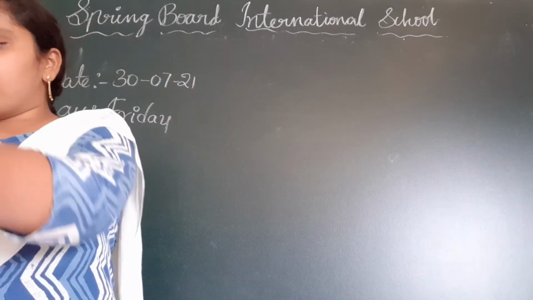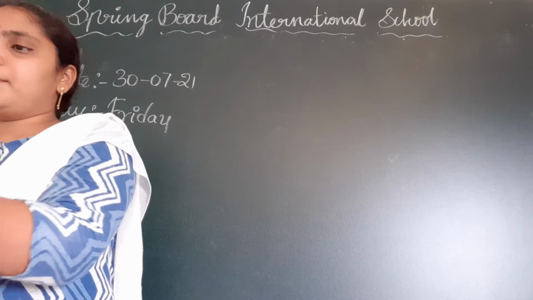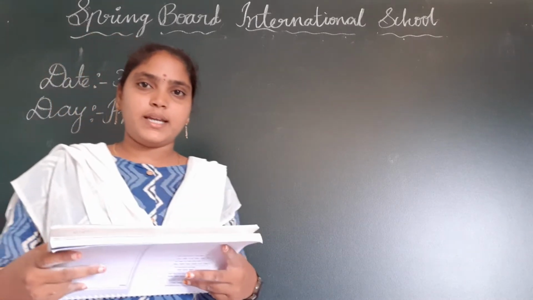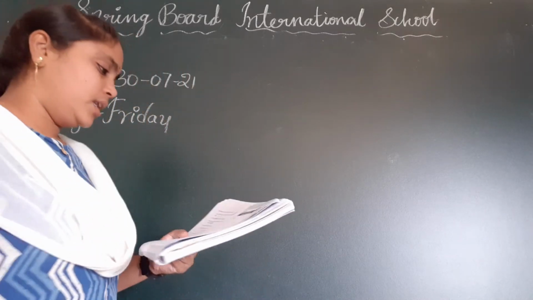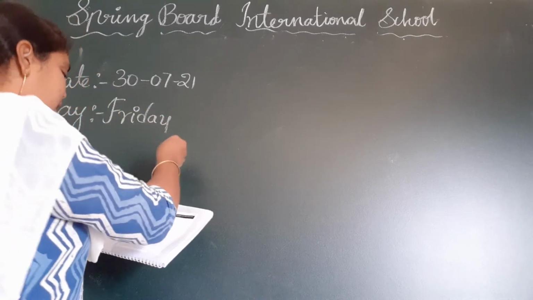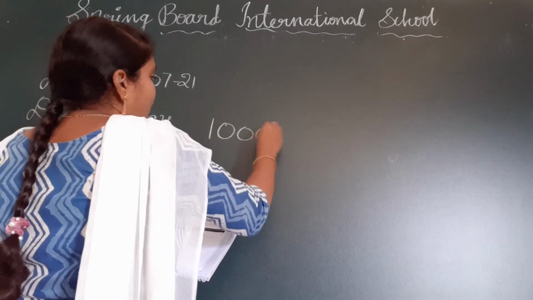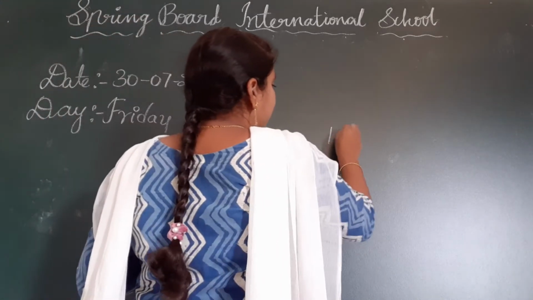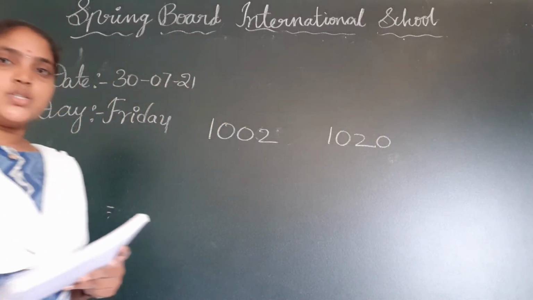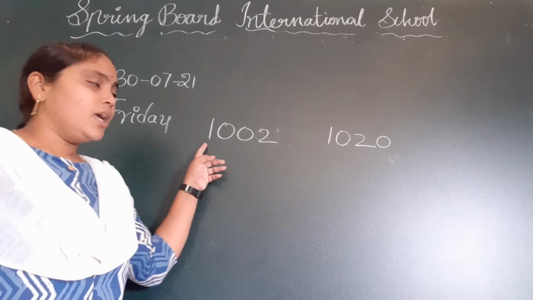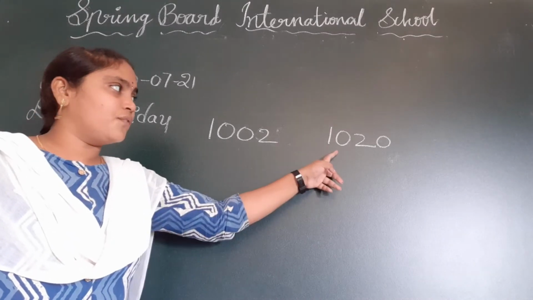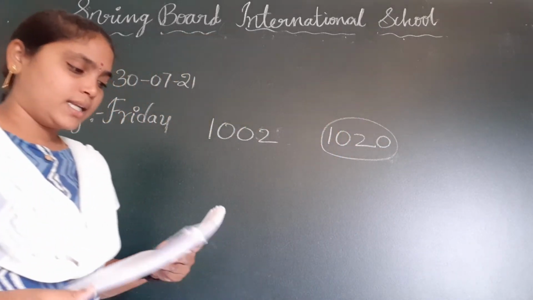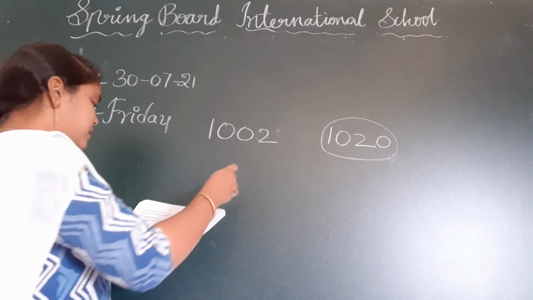Now everyone open companion page number 12. Read the sentence, circle the greater number in each. Here in these two numbers you have to circle the greater number. Shyam has 1002 stamps and Rohit has 1020 stamps. So in these two, which one is bigger, children? Here 1000 and 2 only, and here 1020. So this is the greater number. So circle 1020.